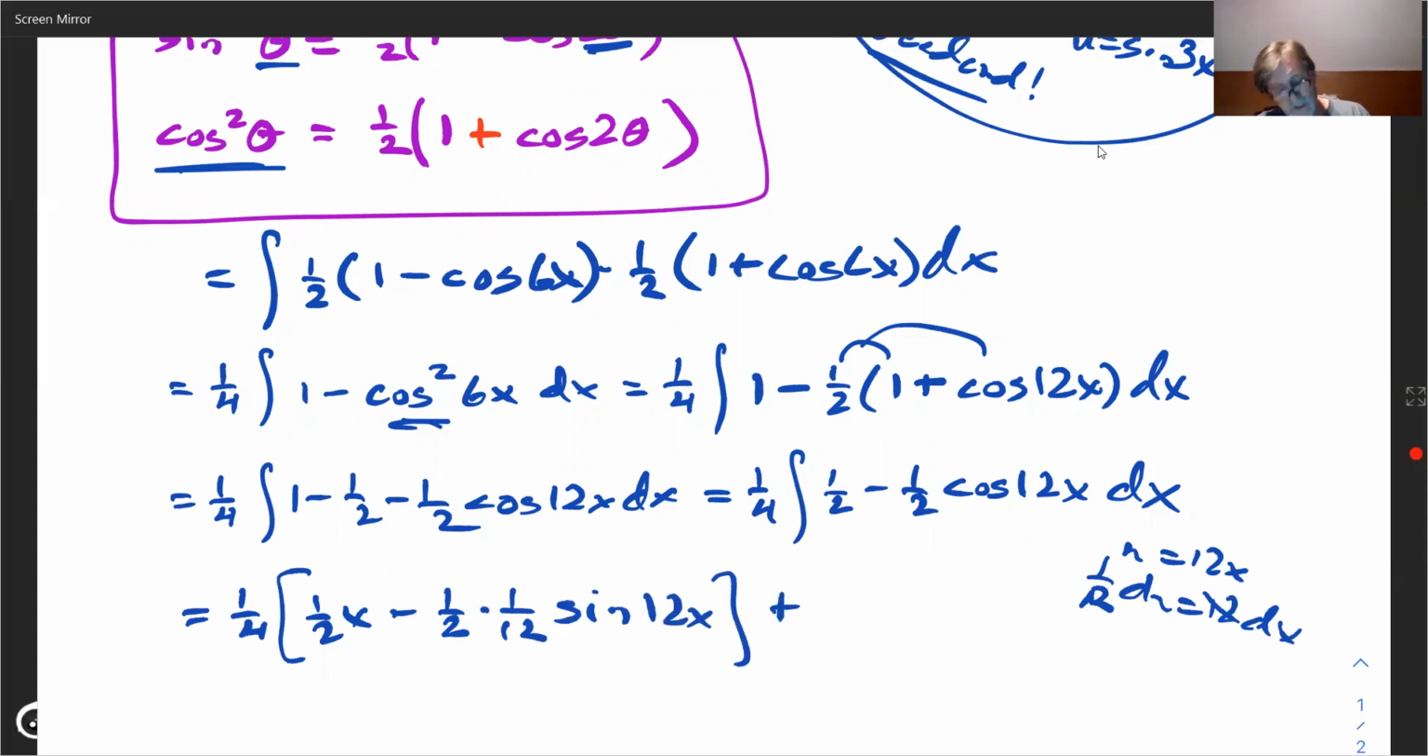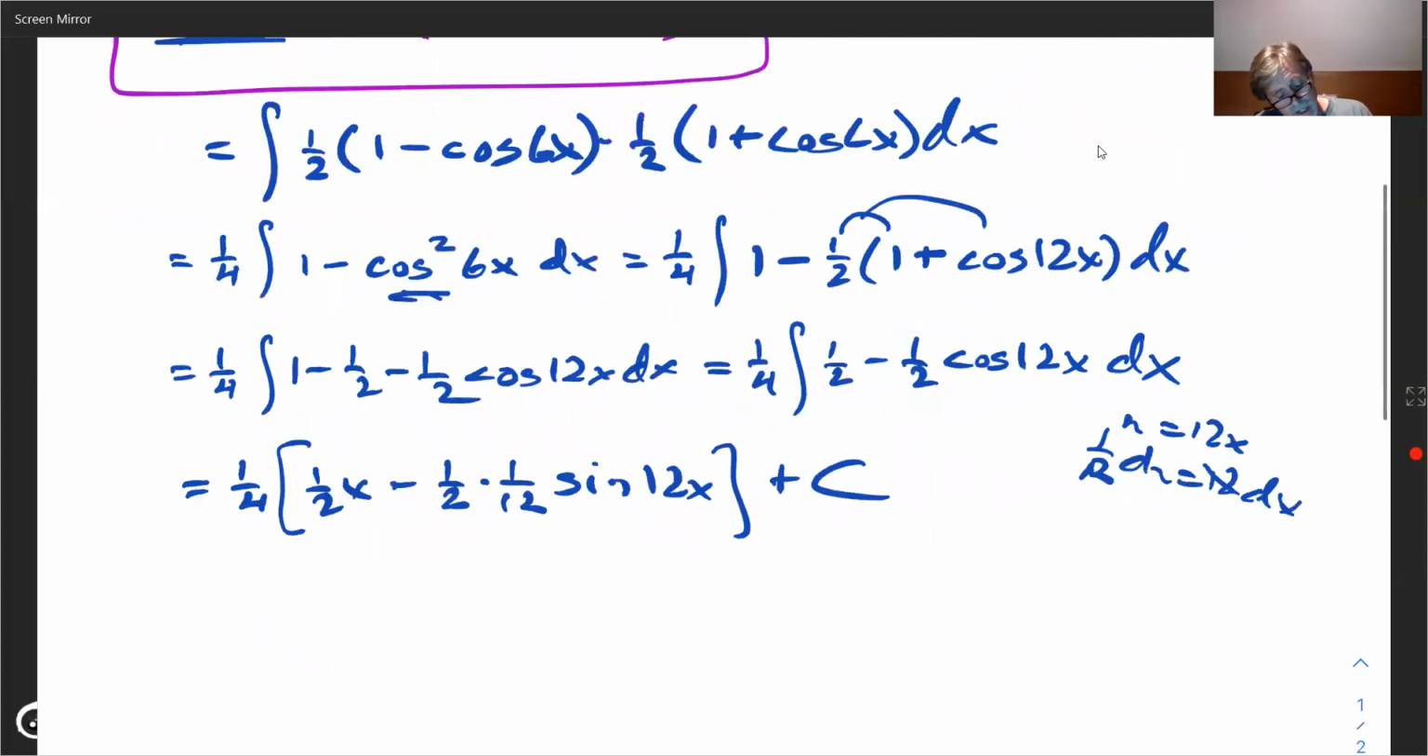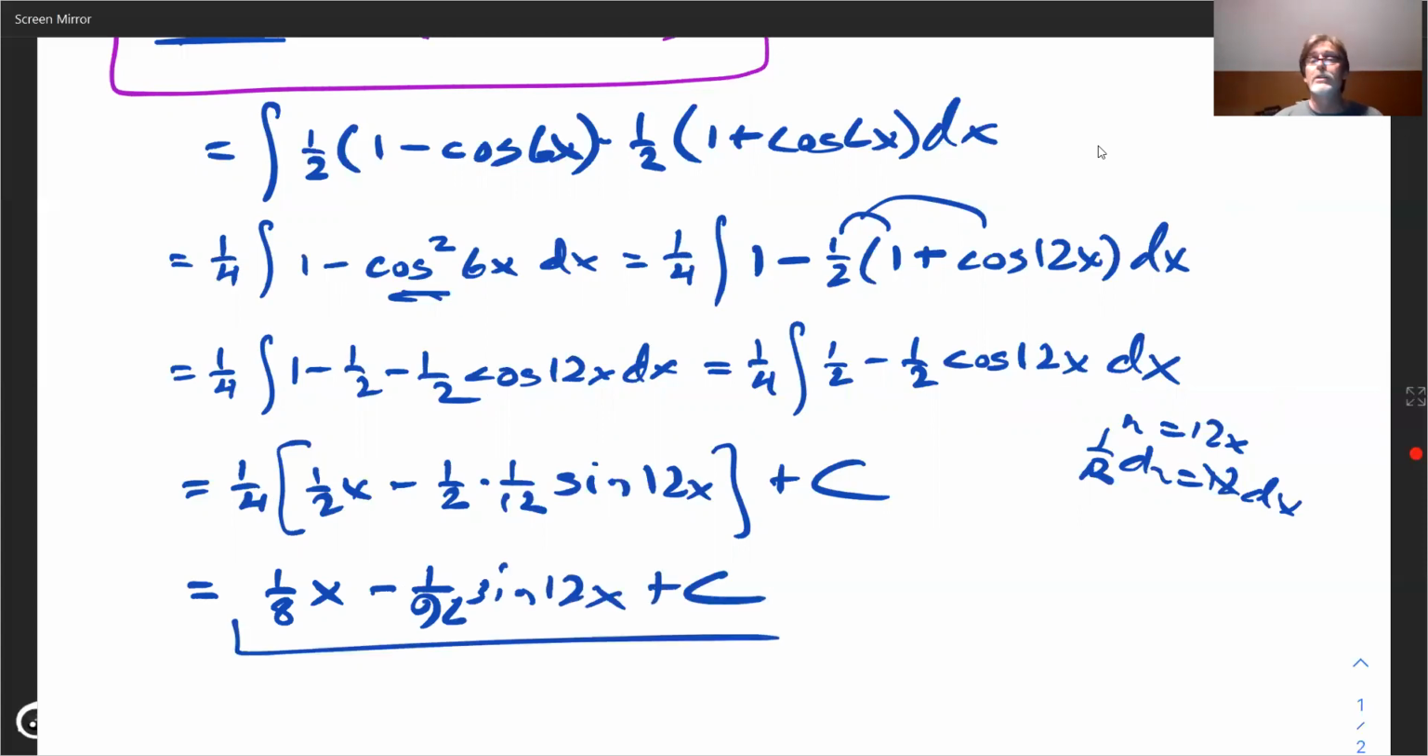Now I feel safe since everything's integrated. I'll do the plus c. And now I will plug this all in and say I got 1/8 x. I'm distributing the 1/4. I got, what in the world? I got 24, I got 80, 96, so minus 1 over 96 sine 12x, and then plus c if my numbers are correct. So that's what you do.